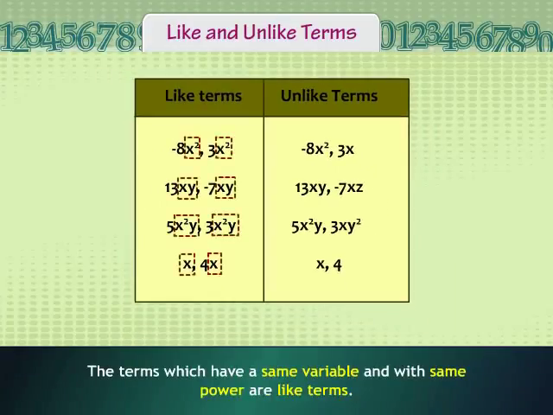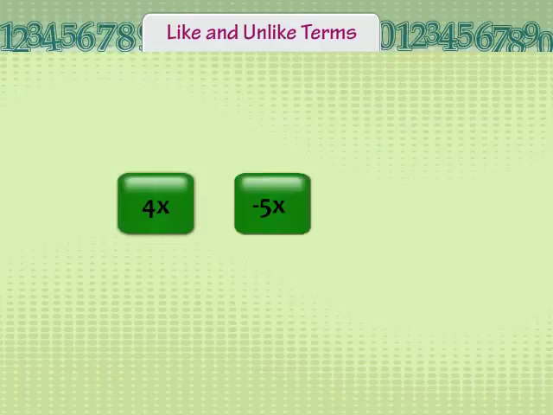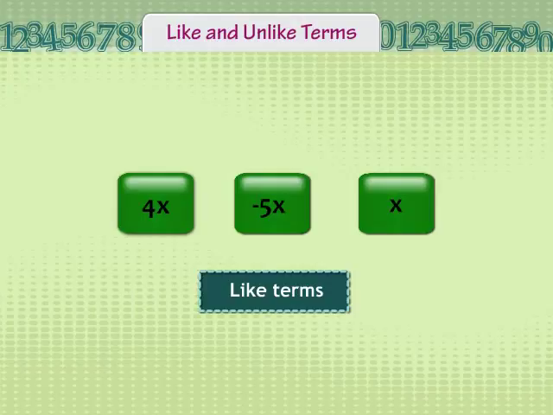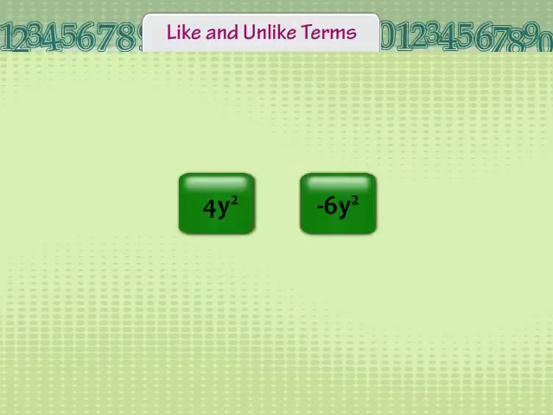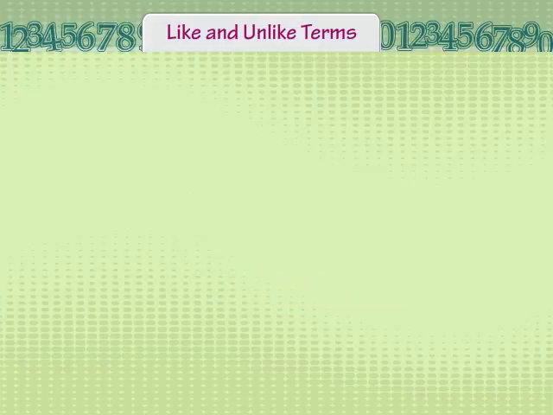The terms which have the same variable with same power are known as like terms. Here 4x, minus 5x and x are like terms as they have the same variable x. Similarly, in expressions 4y square and minus 6y square, the variable y and their exponent square is also same. So 4y square and minus 6y square are said to be like terms.